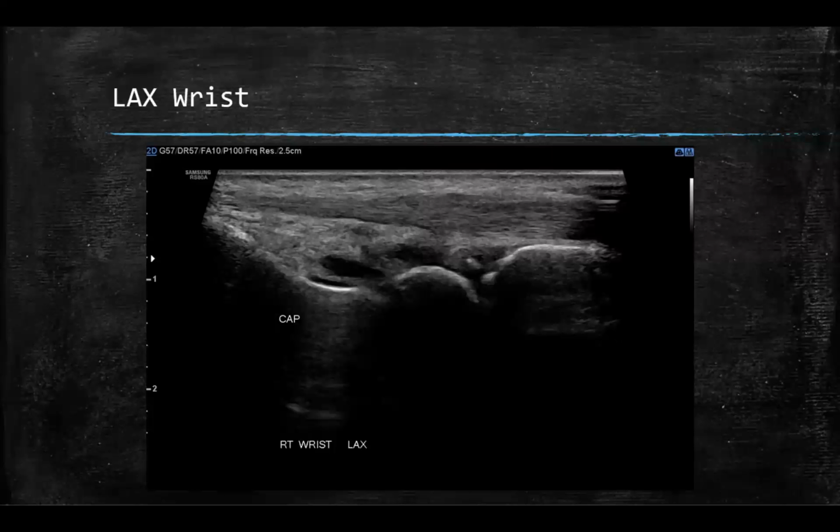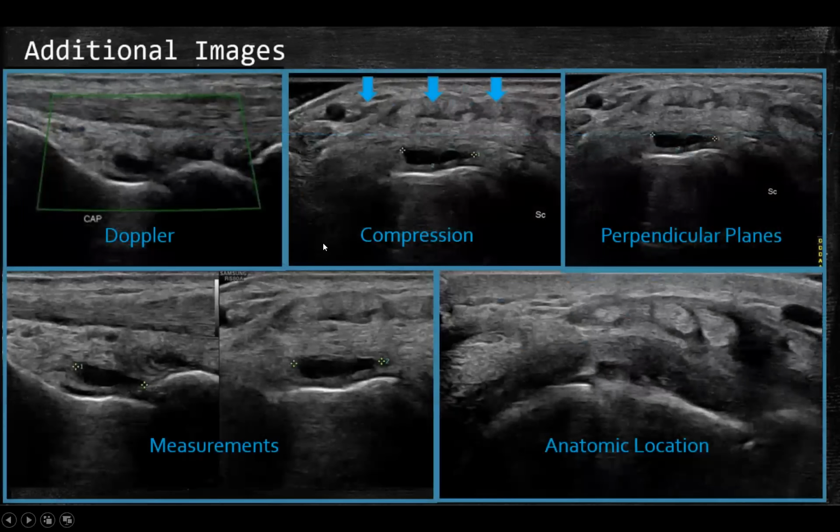So we will need to take additional images, and these are just standard ultrasound ways of looking at things, but Doppler imaging is essential in dorsal wrist masses. Vascular malformations are common bumps in the dorsal wrist. Doppler will also light up on synovitis, so we need to have Doppler imaging. Compression is very important, so this is pressing down with the transducer over the bump in the wrist and seeing if you can squish it. That will help differentiate between ganglion cysts and wrist effusions.